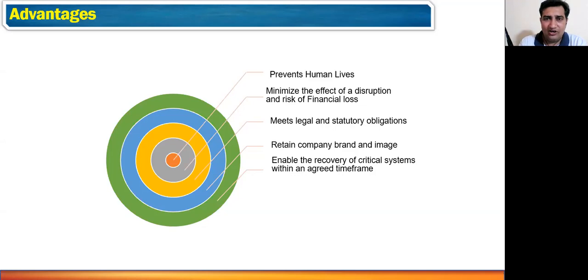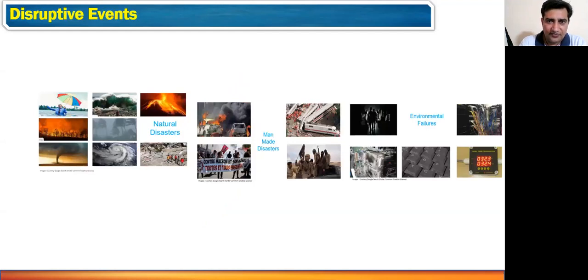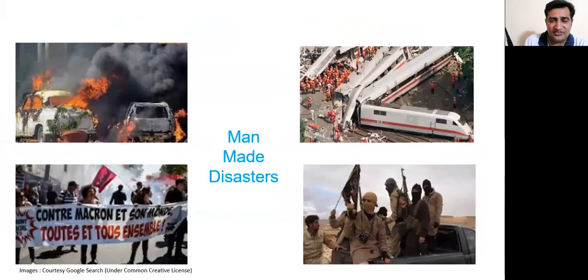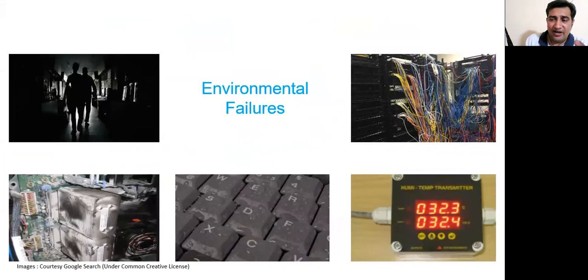Let's go to the next slide and talk about what the different disasters out there are. There are natural disasters, as you can see: flood, tsunamis, earthquake, volcanoes, jungle fire, cyclones, and things like it. Then there are disasters which are not natural but man-made, like vandalism, protest, accident, and terrorist attacks. Also, there are environmental failures. For example, your particular location does not have power for maybe 10 days or a longer period. That is again a disaster.